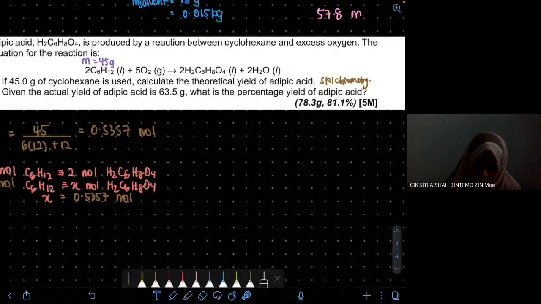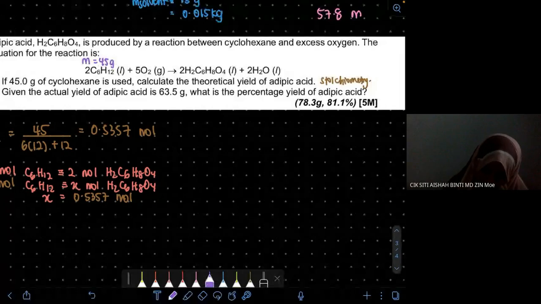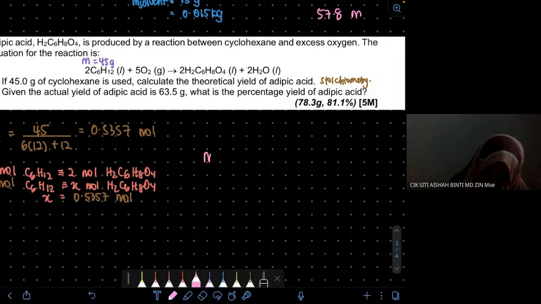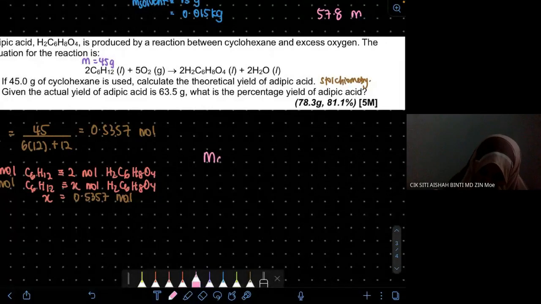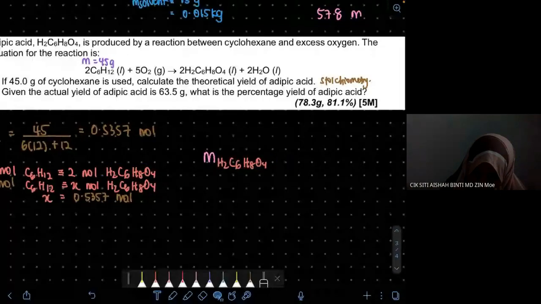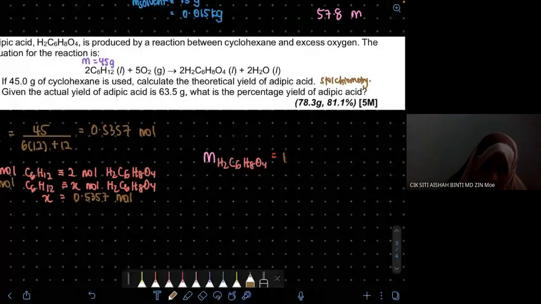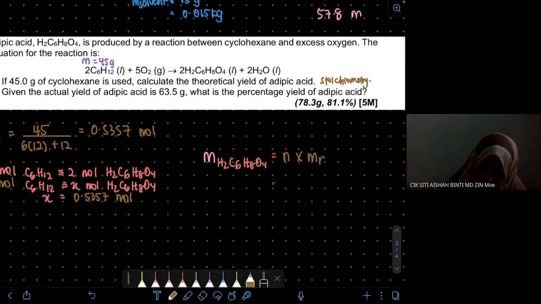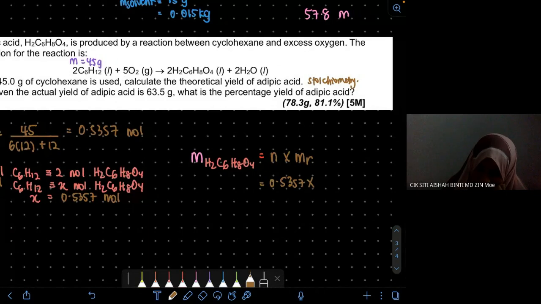Okay, so mass dia, mass of this thing lah. Yang ini. Nak tulis ni. Okay. Mass dia is actually the number of mole timeskan dengan molar mass. So number of mole kita 0.5357 timeskan dengan molar mass kita.